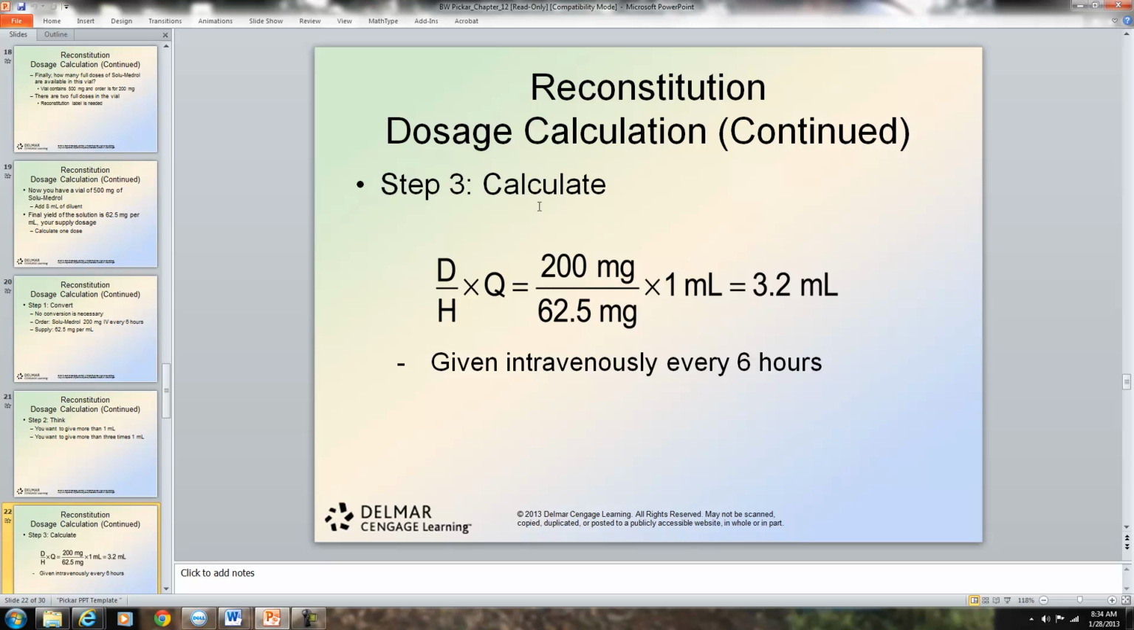Then we do the calculation. The desired is 200 milligrams over what we have, and its quantity is 1 milliliter. Now, injections or IV are given by milliliters, so we have to set this up so that the milligrams cancel out. And after you do the math, you get 3.2 milliliters given intravenously every 6 hours.